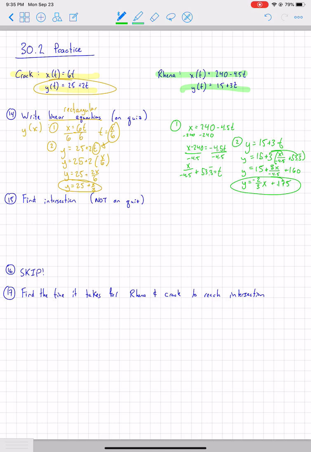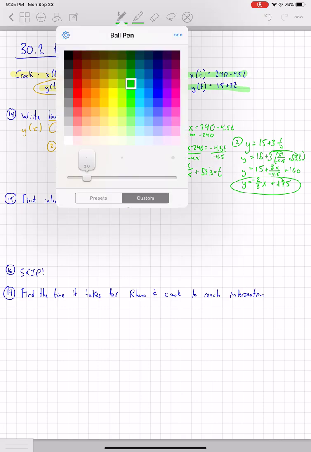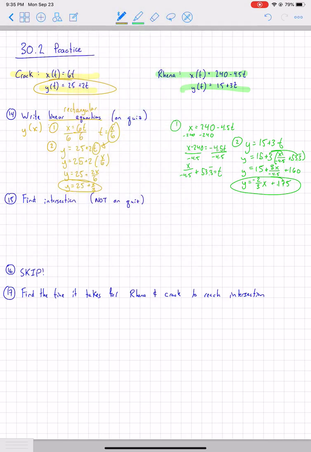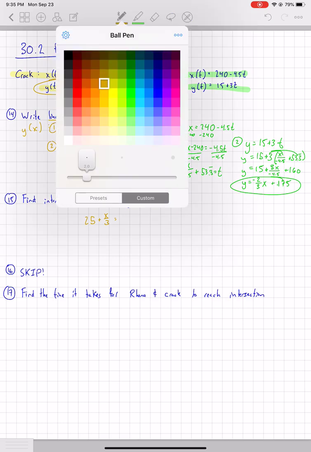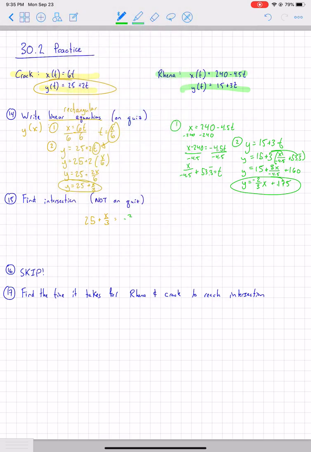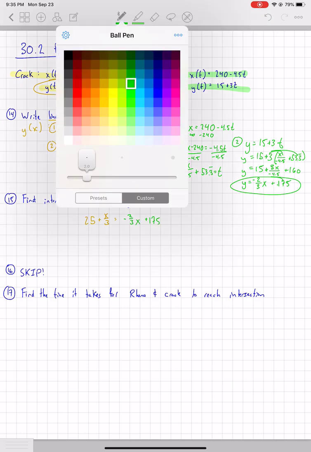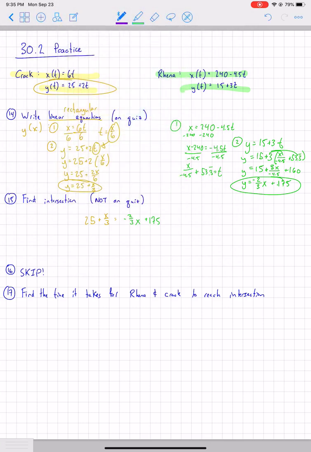The next thing we have to do is to try to figure out the intersection point. We could graph it, we could do whatever. This is not on the quiz, so we are just going to do this quickly. We take the one for the crack, which is 25 plus x over 3, and then the one for Reyna, which is negative 2/3 x plus 175. And then we just start solving for x. I'm just going to move this over because it's positive, and that just turns into x. And then subtract this over, so x is by itself. So we get x is equal to 150.